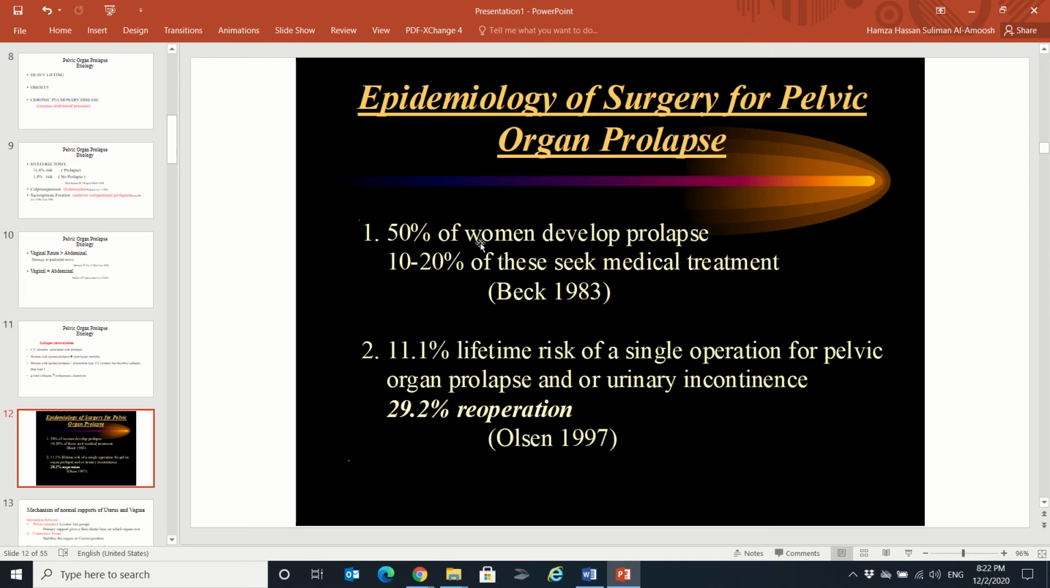So 50% of women develop prolapse, but only 10 to 20% of them seek medical advice, because it's embarrassing to talk about prolapse symptoms or even to go to a doctor to examine you for prolapse. That's why only 10 to 20% of the patients go to the doctor. From these, 10 to 11% have a lifetime risk of a single operation, but they have a 30% chance of a repeat operation.